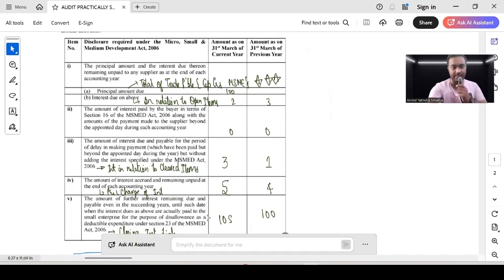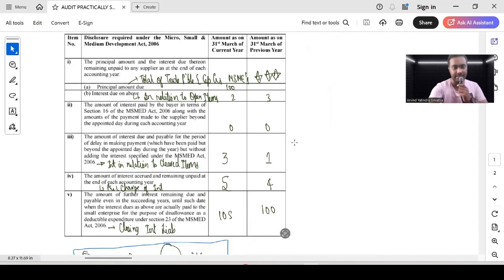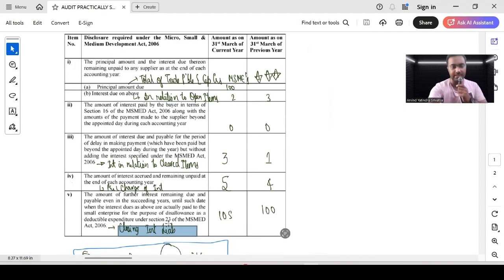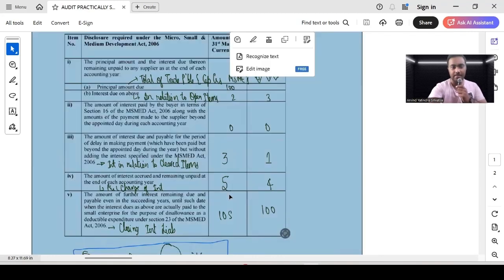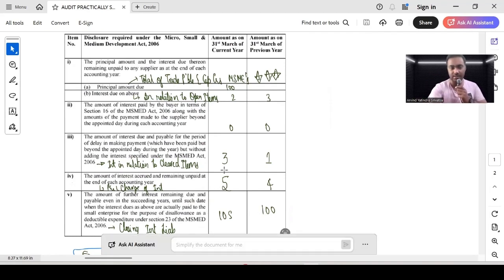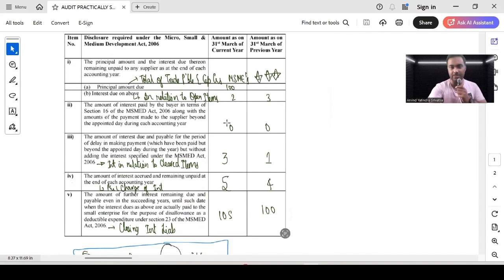Next, the amount of further interest remaining due and payable even in the succeeding years until such date when the interest dues as above are actually paid to the small enterprise for the disallowance as a deductible expenditure. So basically, they are just asking us what is our closing interest liability, guys. So how do we find this? In last year, you would have given this amount, right? Let's say last year this amount is 100, basis your last year disclosure. This 100 plus your P&L charge minus your interest payment, if any, made during the year, would be this amount. Since we have 100 of closing balance last year plus 5 of P&L charge minus 0 payments of interest, because we did not pay any interest to our MSME vendors, this would simply be 100 plus 5 amounting to 105. I hope this is very clear, guys.